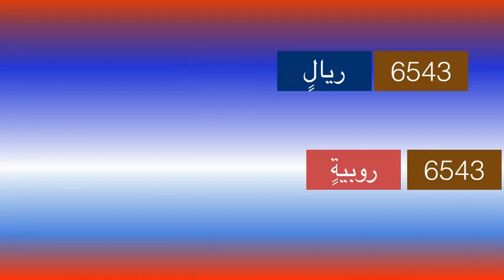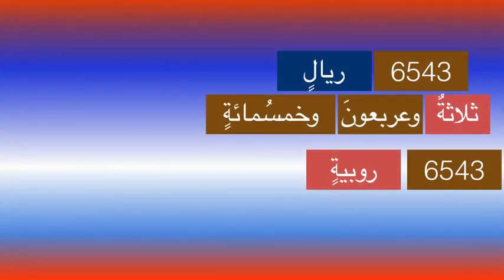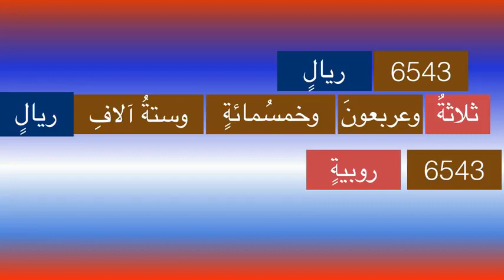So for example, for the first one, thalathatun, that is 3, and next what we'll bring is the tens, which is the 40 here. So wa arba'una. And next we'll bring 100, which is 500. Wa khamsu mi'atin. This will not change whether it is mudhakkar or muannas. And we know sittatu alafin. This will not change whatever is being counted. So this is how 6543 riyalin is written in word form.